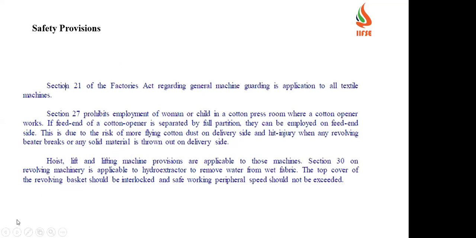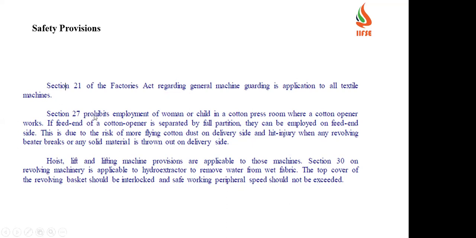Then if you see safety provisions, now we have seen the health provisions, one of which is humidification. As per section 21 of the Factories Act, the general machine guarding is applicable to all the textile machines. So this section 21 is applicable to all other kinds of machines where the machine is in motion or in rotation. In such a case, section 27 prohibits the employment of women or children in a cotton press room where the cotton opener works.